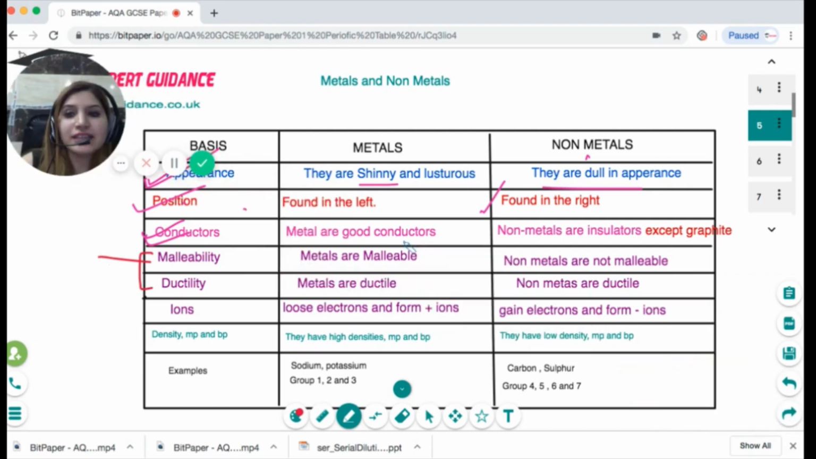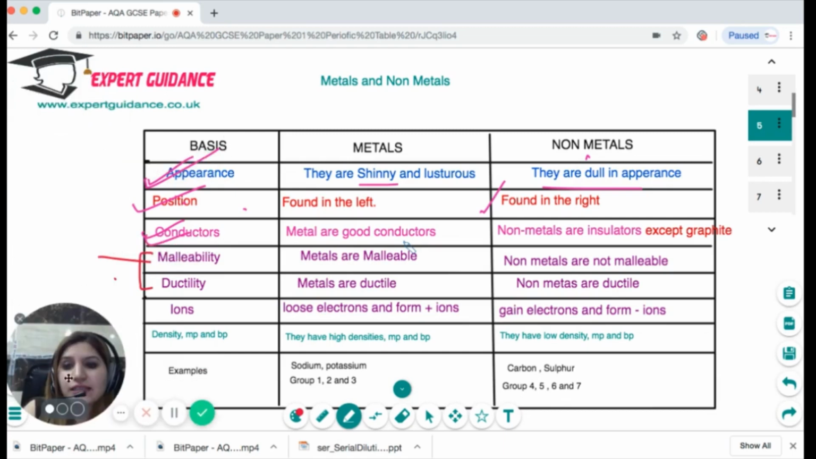Now, the density of the metals is very high, and they also have high melting and boiling points, whereas non-metals have a low density and low melting and boiling points. Now, examples of metals are sodium, potassium, that is group 1, 2, and 3 elements, and non-metals are carbon, sulfur. So group 4, 5, 6, 7 are all non-metals.